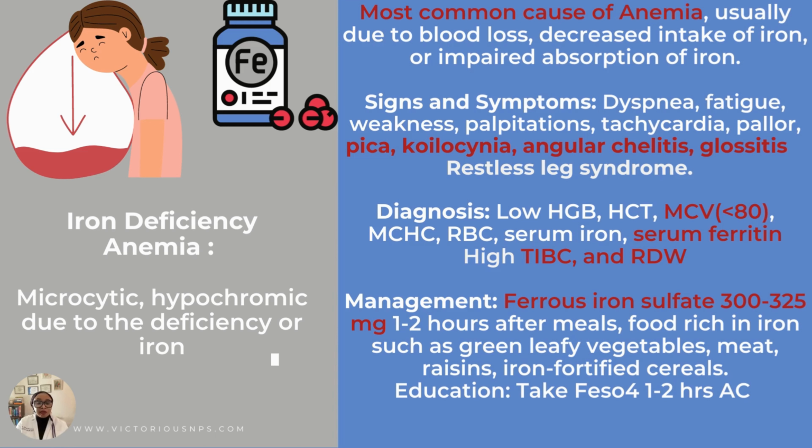So what do we do to manage that? We want to give the patient an iron supplement. We give them ferrous sulfate. We tell them to increase their intake of iron-rich food, for example leafy vegetables, meat, raisins, iron-fortified cereals. We want to encourage them to take their supplements with orange juice, because it helps with the absorption of iron.